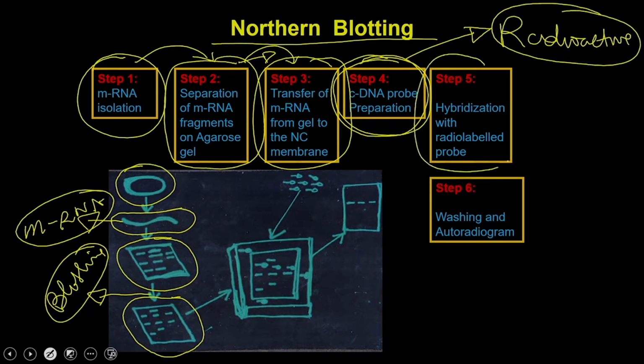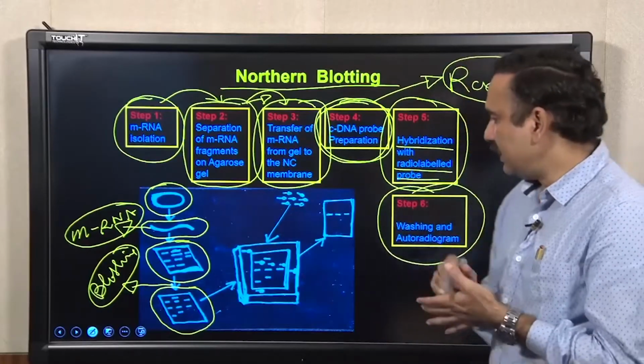Then, in step 5, you do the hybridization with the radiolabeled probes, and in this step you do a lot of treatment so that the probe you have prepared binds to the RNA present on the membrane. After that, in the last step, step 6, you do the washing and collect the autoradiogram of that particular gel, and then you see the pattern wherever the probe binds.